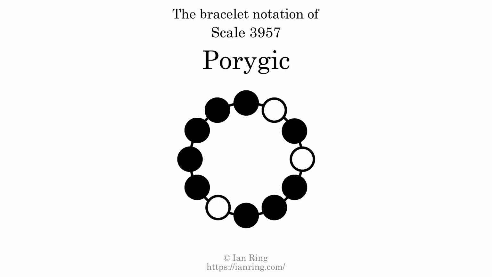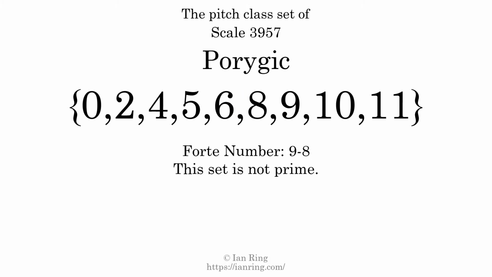This is a bracelet notation diagram of scale 3957. The shaded circles represent tones that appear in the scale, and they are read clockwise, starting at the top. The pitch class set for this scale is 0, 2, 4, 5, 6, 8, 9, 10, 11. The forte class is 9-8. This set is not prime.